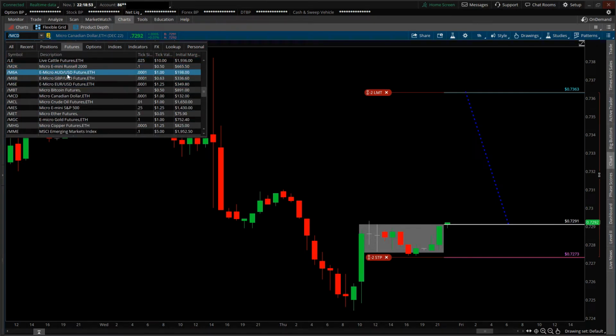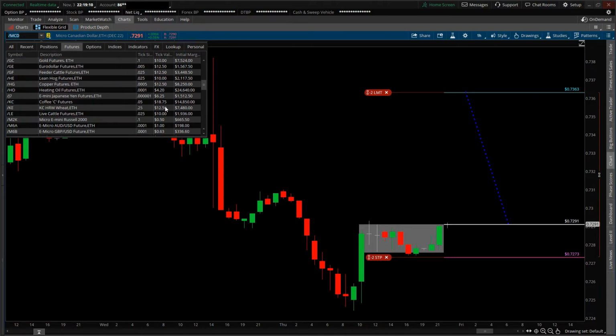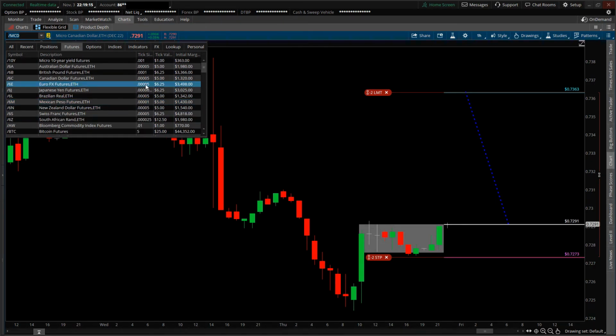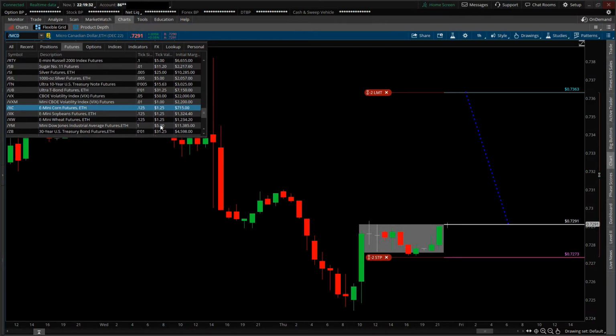We have Australian dollar, US dollar. We have the pound dollar and the euro dollar pairs right here. Then we have the Russell. We have cattle. Here it's every 0.025 move for the cattle futures, a move of $10 win or loss. Here's the full size Bitcoin right over here, /BTC. Every 5-point move is equal to $25. This will really wipe into your cash balance very quickly.